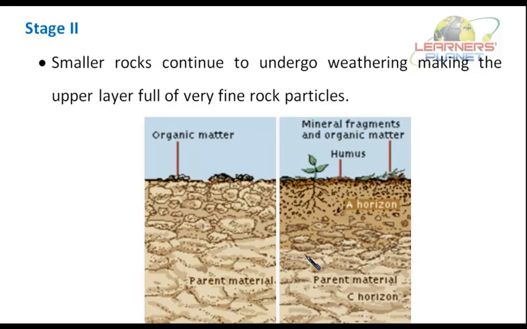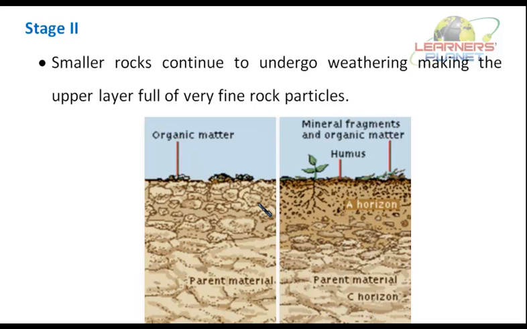You can see the beautiful image of stage 2 of soil formation. Here is the organic matter. Here is the parent material, which has already been broken down into smaller pieces or smaller rocks. This is also stage 2, in which you can see that there is a layer of humus and there are mineral fragments and organic matter too. Right, so smaller rocks continue to undergo weathering, making the upper layer full of very fine rock particles here.